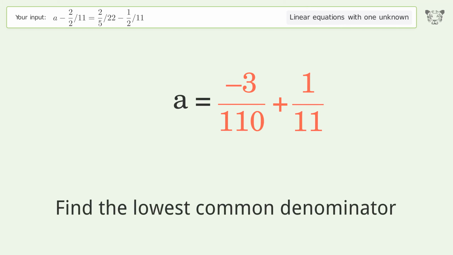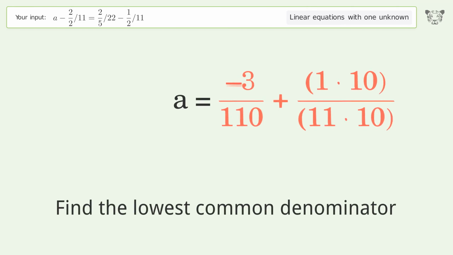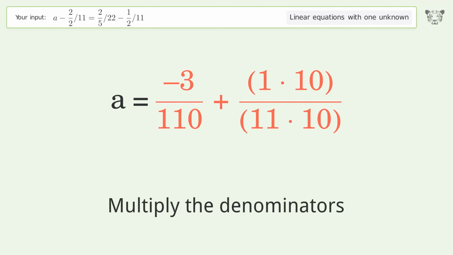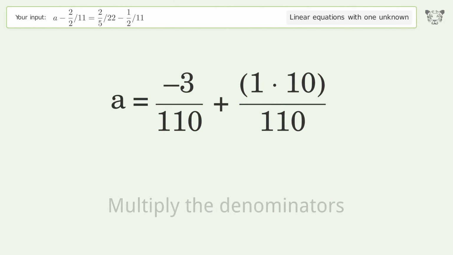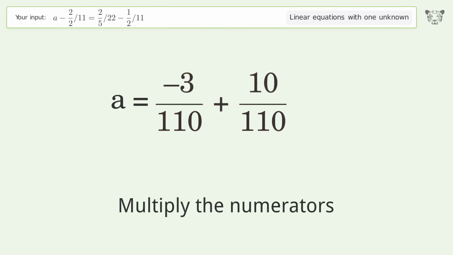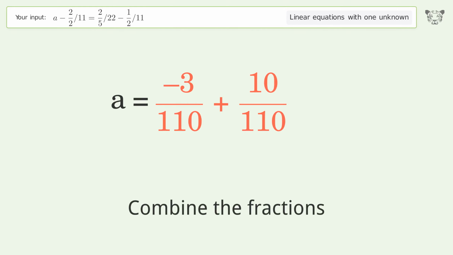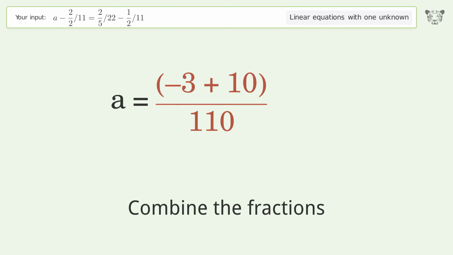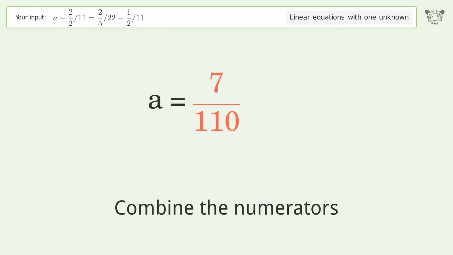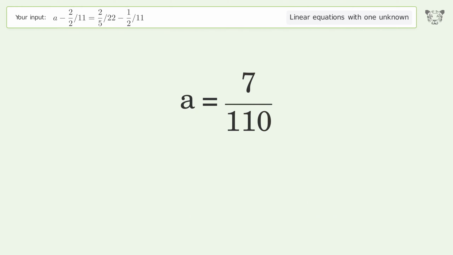Find the lowest common denominator. Multiply the denominators. Multiply the numerators. Combine the fractions. Combine the numerators. And so the final result is a equals 7/110.